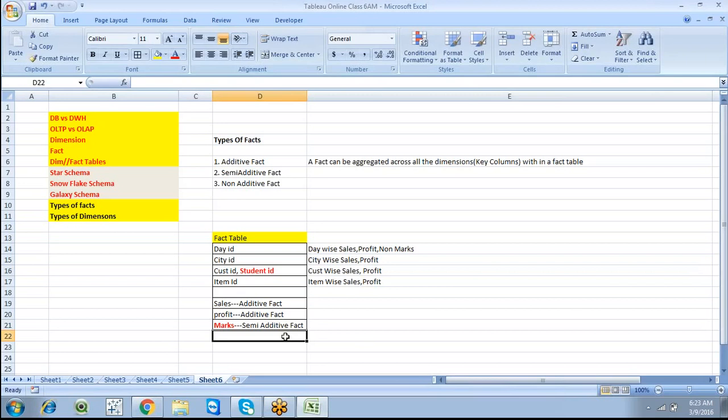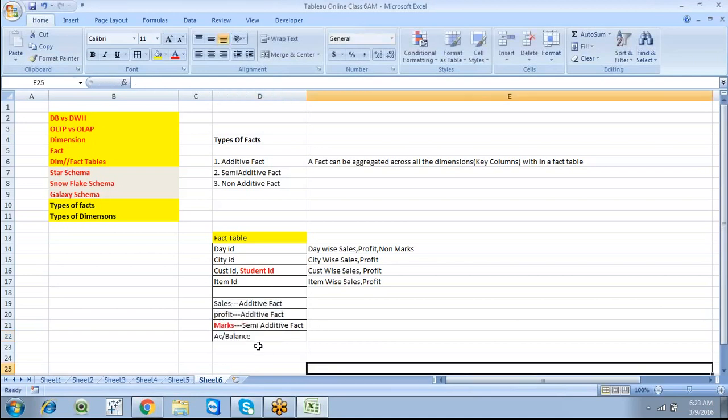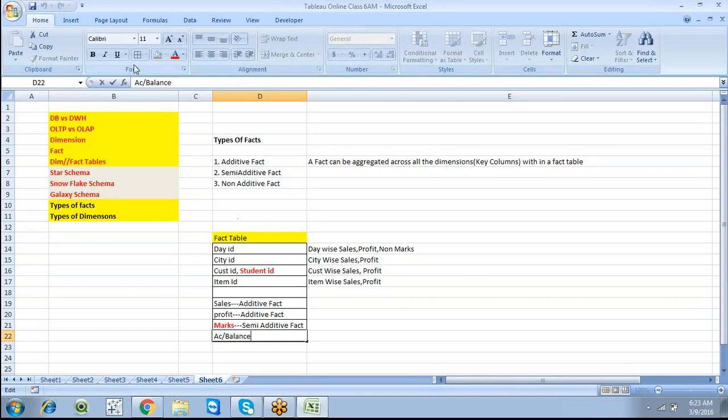Or you can also take account balance. If we have an account balance, like normally we have an account balance, right? So that is the fact, like money related credit or debit information. Now we can check the account balance with these dimensions, whether it is a semi additive, non additive or additive fact. This is a very important fact for a semi additive fact.